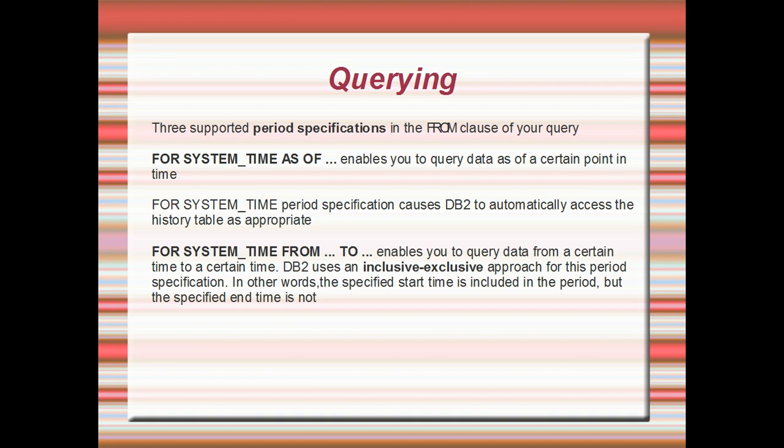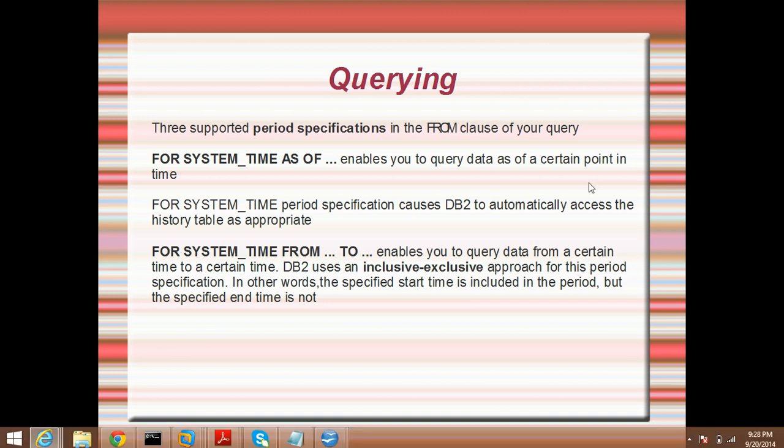Okay, the next one is FOR SYSTEM_TIME FROM period TO period. This gives us some range. Whatever values we write before and after, that will be the time range. Whatever date we write before TO will work as inclusive, so DB2 will include the result of that particular date, and whatever date we write after TO, the result for that particular date will be exclusive.